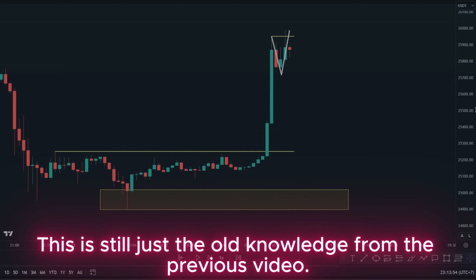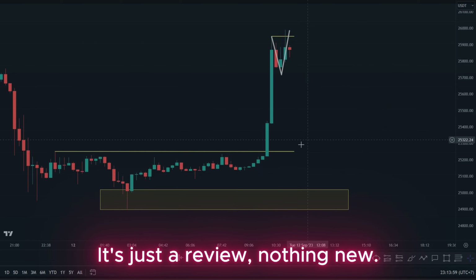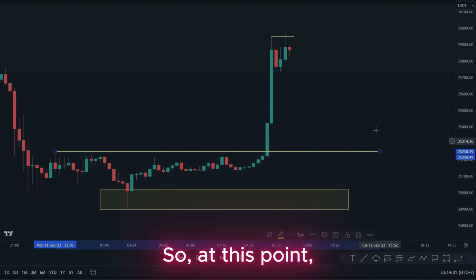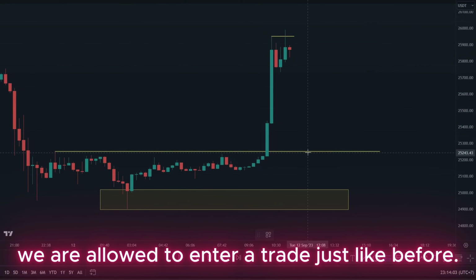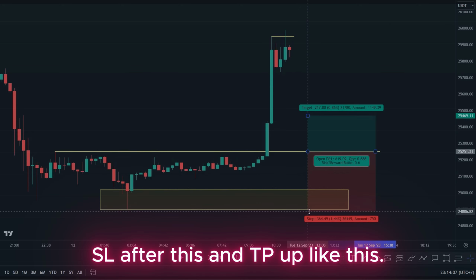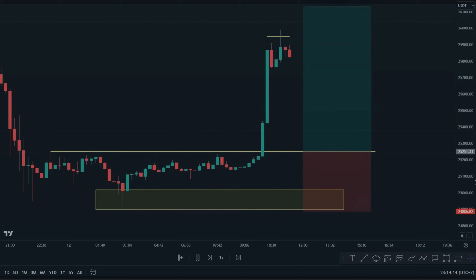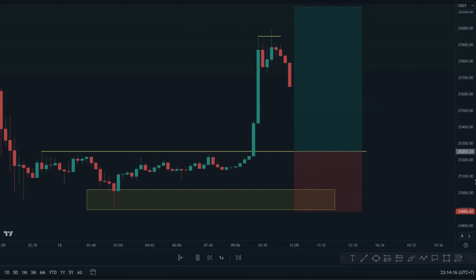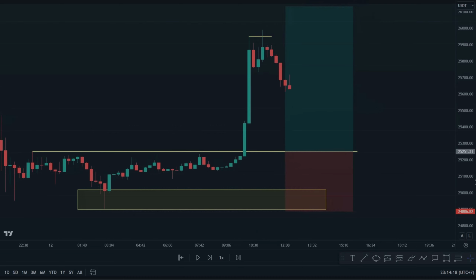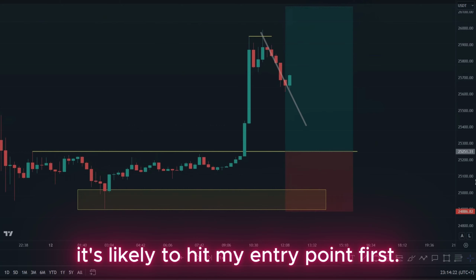This is still just the old knowledge from the previous video. It's just a review, nothing new. So at this point, we are allowed to enter a trade just like before. Enter the order here, SL after this and TP up like this. And the price is now pulling back. It's likely to hit my entry point first.